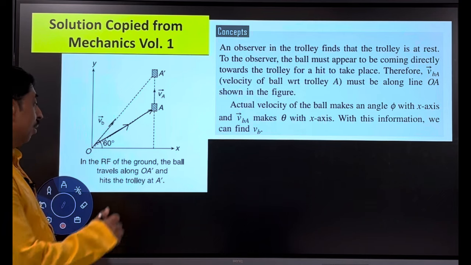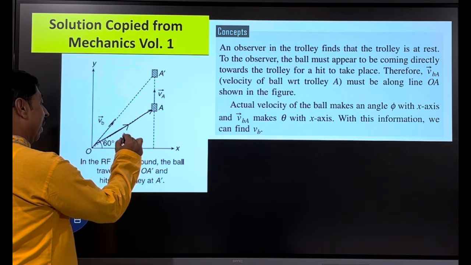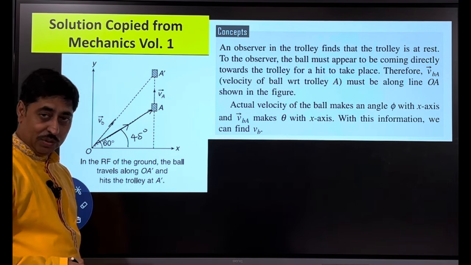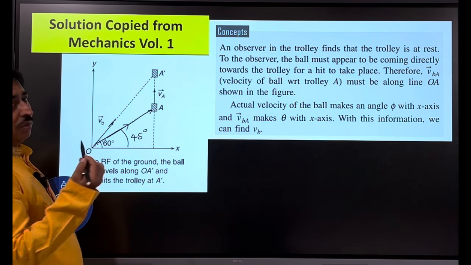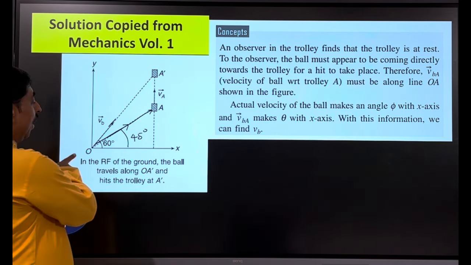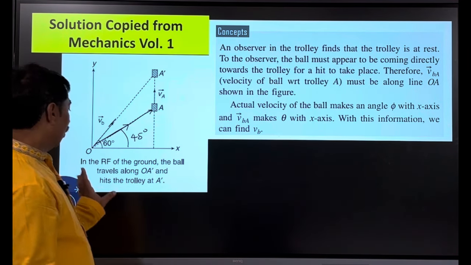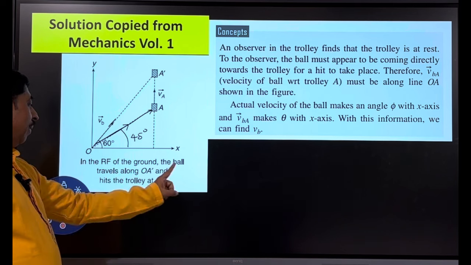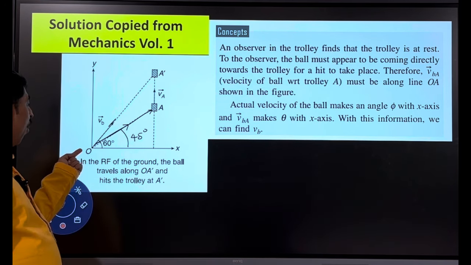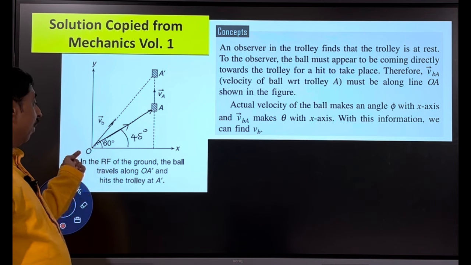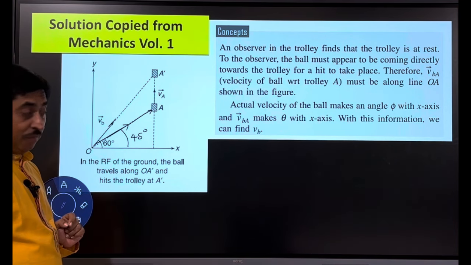And according to the question, this line OA makes an angle of 45 degrees with the x-axis when the ball was rolled, when the ball was thrown. So the answer to the first question is 45 degrees. The ball must have been thrown in this direction in the reference frame of the trolley to make a hit. In the reference frame of the ground, the ball travels along OA dash, along this line, whereas in the reference frame of the trolley, it is moving along this line OA.